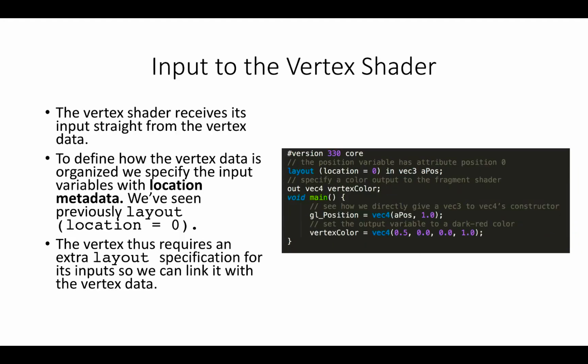The vertex shader should receive some form of input, otherwise it would be pretty ineffective. The vertex shader receives its input straight from the vertex data. To define how the vertex data is organized, we specify the input variables with location metadata, so we can configure the vertex attributes as we saw in the Hello Triangle lecture. The vertex shader requires an extra layout specification for its inputs, so we can link it with the vertex data.